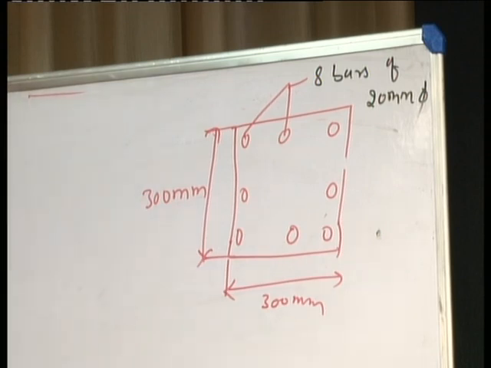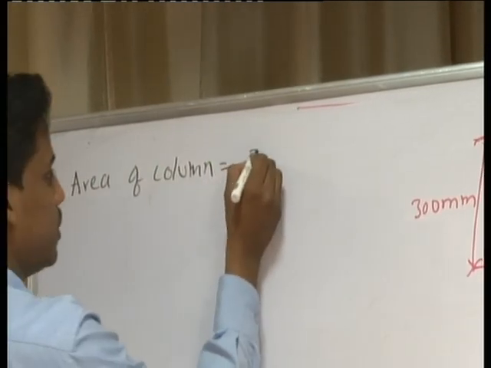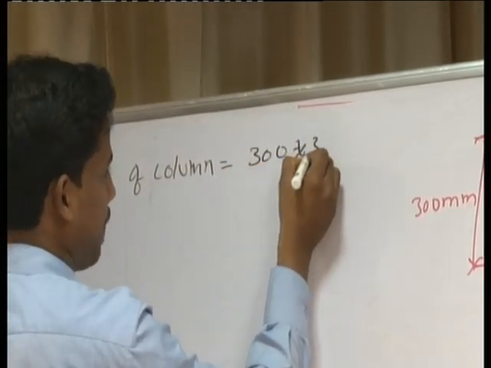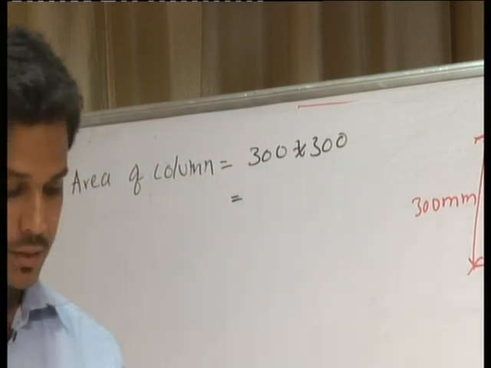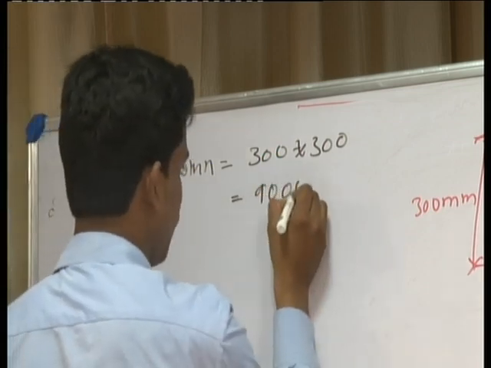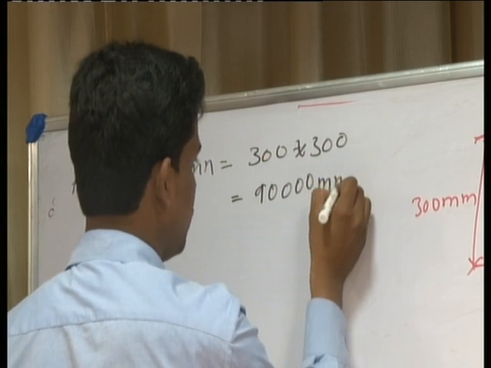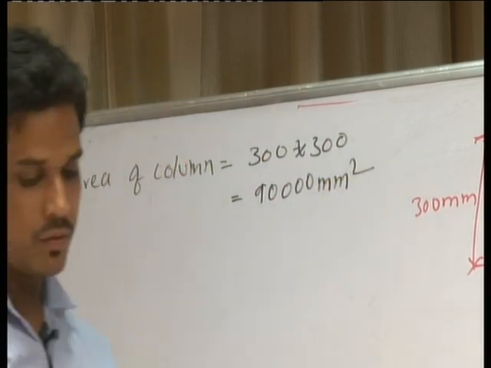Before starting the problem, in the first step we have to calculate the area of the column. 300 mm by 300 mm, we will get 90,000 millimeter square. That is the area of the column.